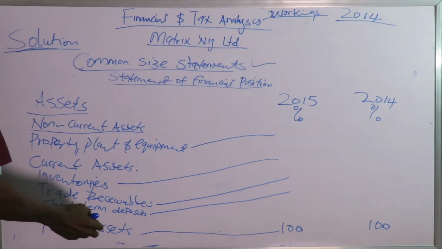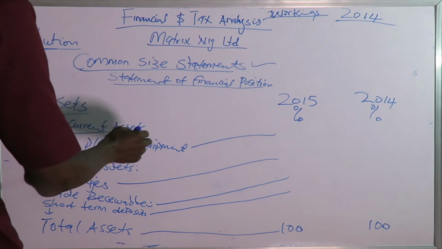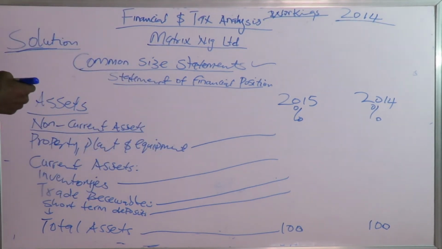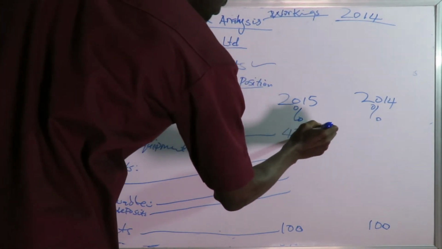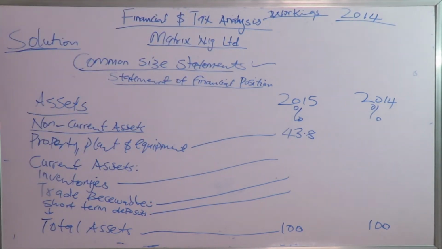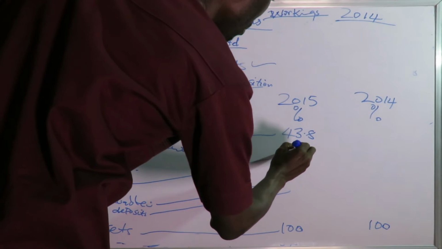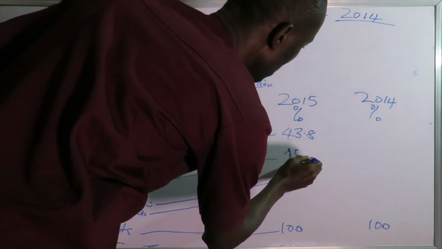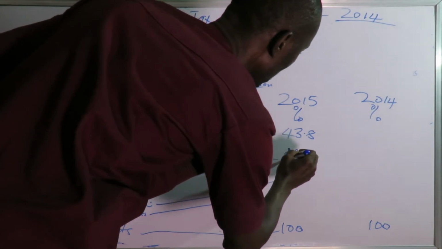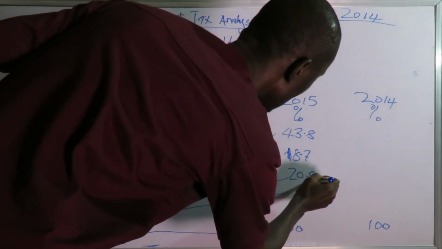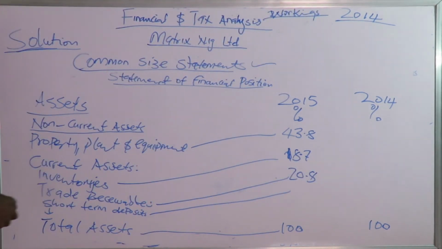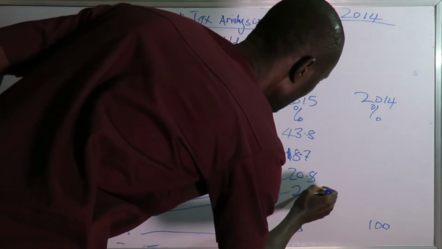So now, what is the figure for property, plant, and equipment? I'll put the figure, then show us the working. The figure here is 43.8. Then for inventory, 18.7. Then for trade receivable, 20.8. Then for short-term deposit, 2.5. This is for 2015.